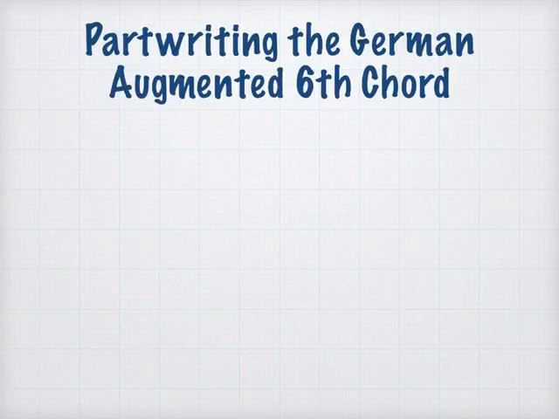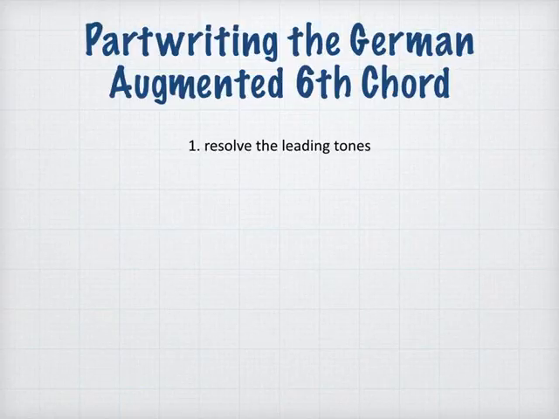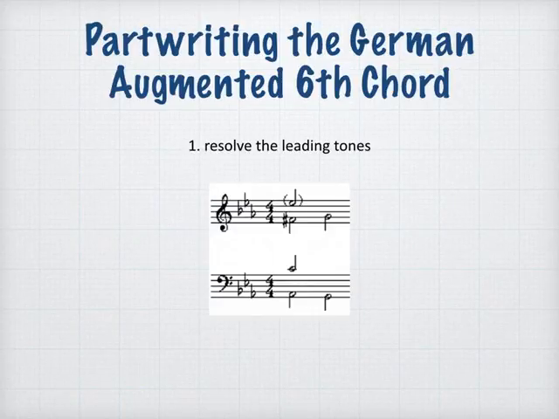Part writing the German augmented 6 chord. Well, you know the first step by now. You resolve the leading tones. Now the German augmented 6 has a 7th, and I always suggest you put the 7th in parentheses. So resolve the leading tones and the Phrygian leading tone in the bass. It will go down to a G, the F sharp will go up to a G.